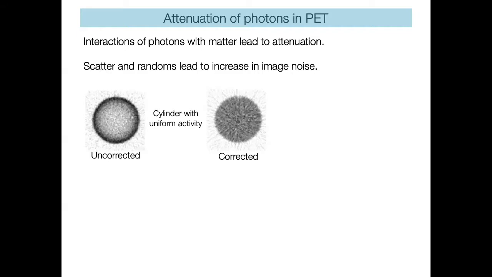On the left here, you can see an example of just a phantom, a cylinder that has uniform activity. If you don't correct for attenuation, you will get an image that looks like on the left, where you have a really bright rim on the outside, because photons that are on the outside don't have to pass through a lot of matter. And so the likelihood that they get attenuated is much less. And so you get this hot ring at the edge that becomes smaller as you go to the inside. When you then correct for attenuation, you can get your reconstruction of the uniform cylinder.